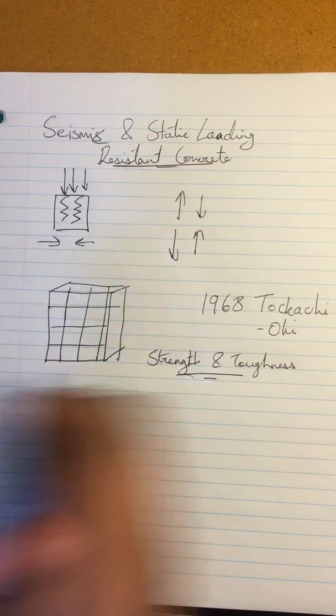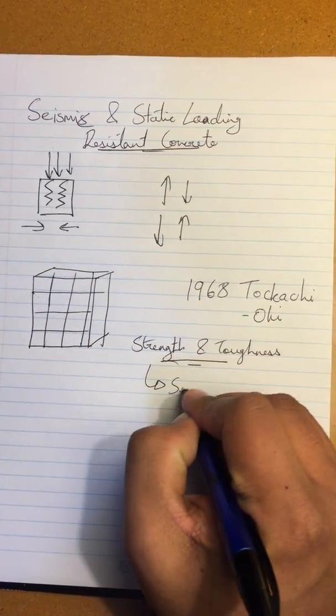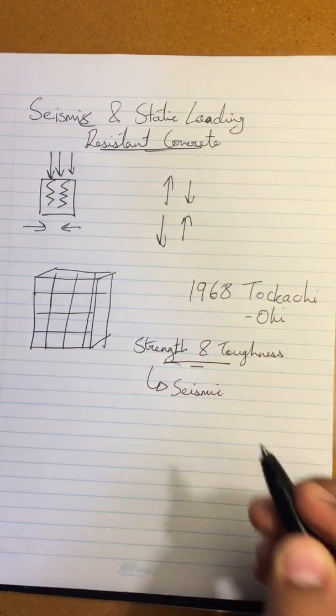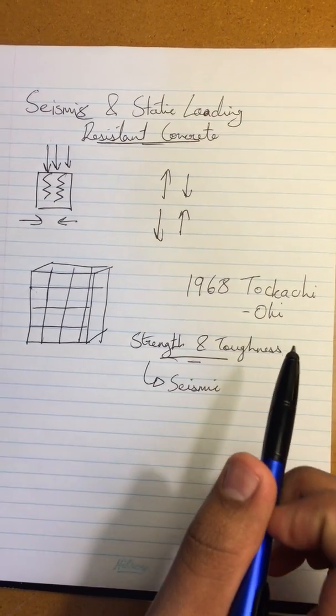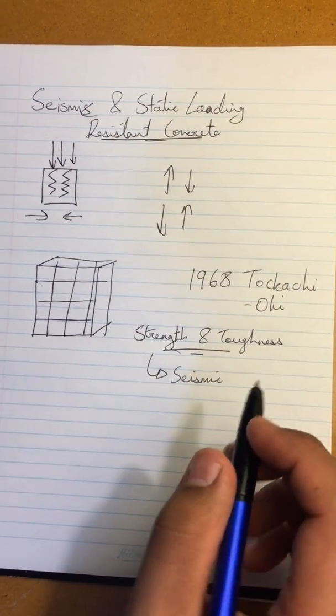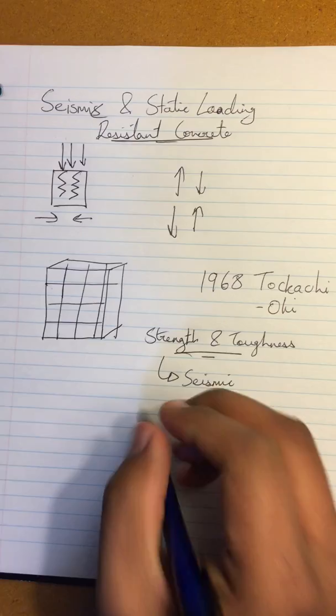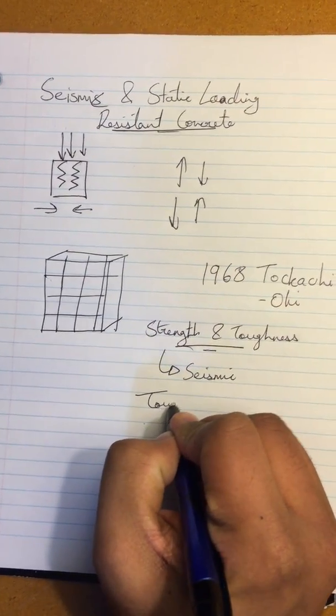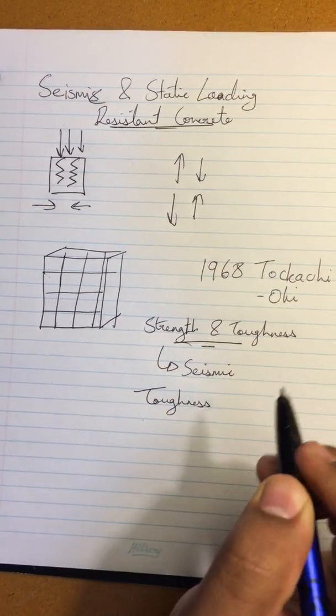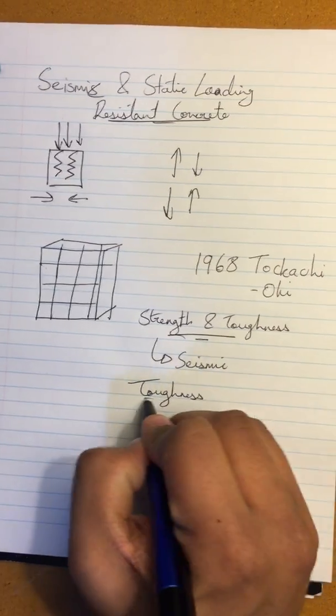Whereas the static loading, so this is for seismic, and for static loading focuses on the ability of concrete to resist forces, which is another name for toughness. So in shorter words, static cyclic loading focuses on toughness.